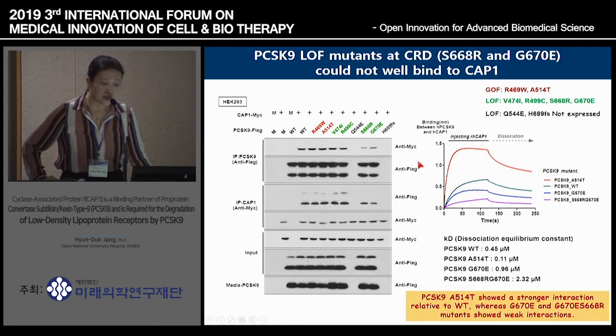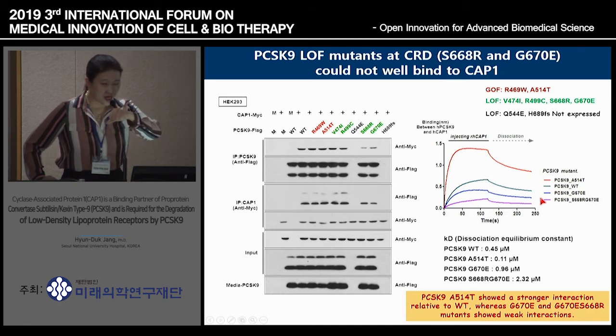And here is the SPR system. PCSK9 A514, which means GOF mutants, showed a stronger interaction relative to wild type, and LOF mutants showed weak interactions.